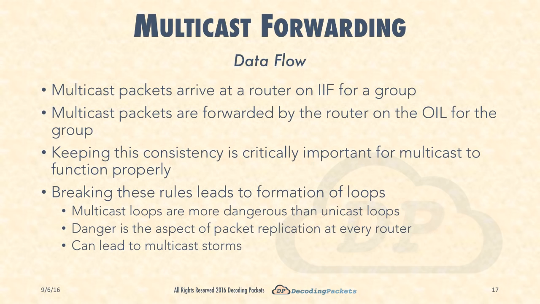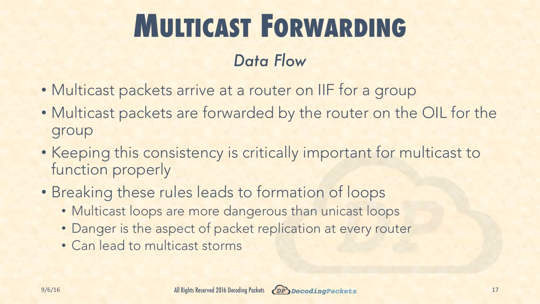Finally, we have the multicast routing protocol working. It has taken all of this good information, provided that to the router, and created the forwarding state. Finally, the packets start arriving. So how does the data flow actually work?